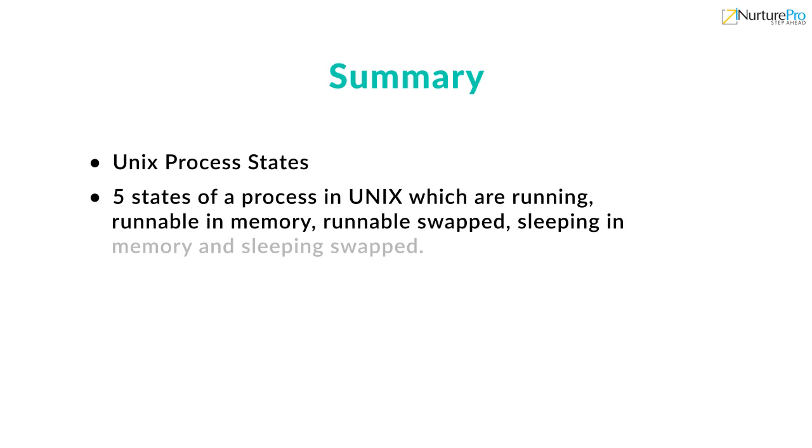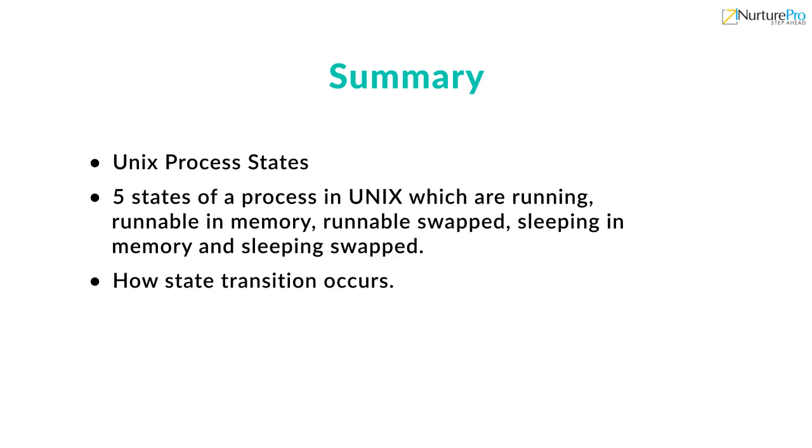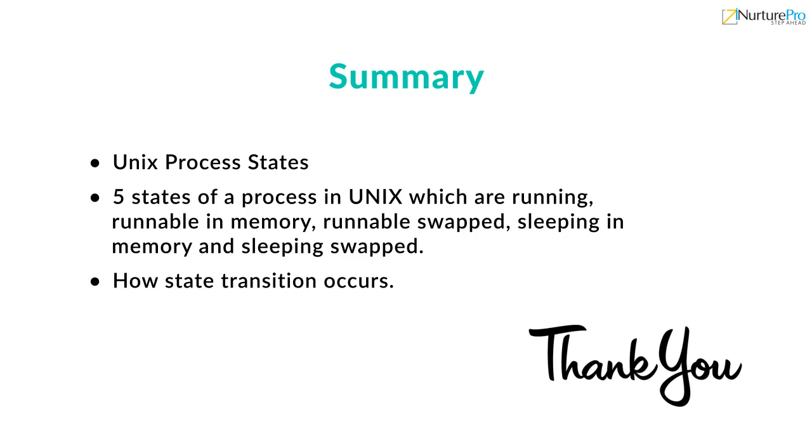Dear students, in this video, we learned about Unix process states. There are 5 states of a process in Unix, which are running, runnable in memory, runnable swapped, sleeping in memory, and sleeping swapped. An active process is normally in one of the 5 states. Subsequently, we covered how state transition occurs.